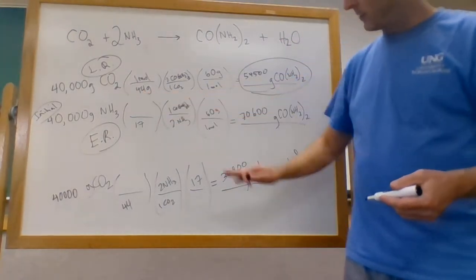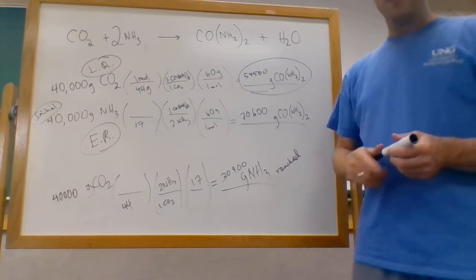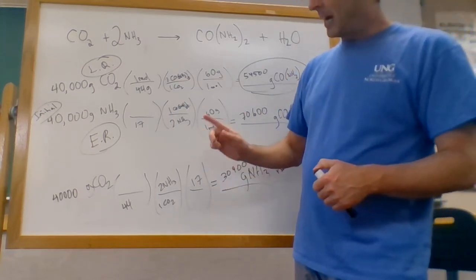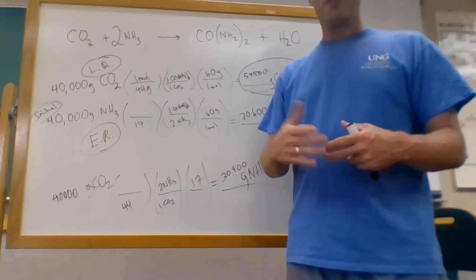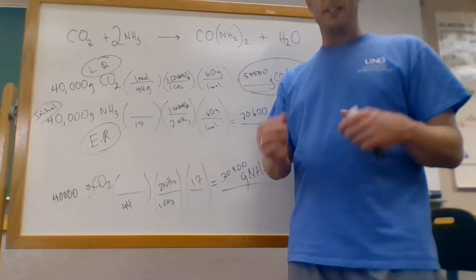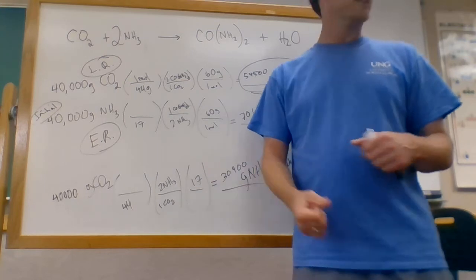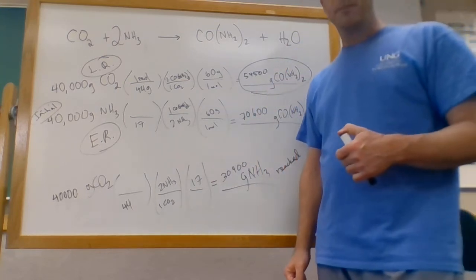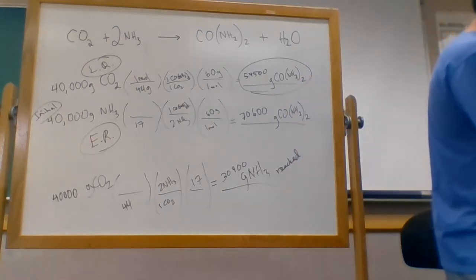So 40,000 minus 30,900 means that there's going to be 9,100 grams left over of ammonia. That's the amount of the excess reagent that remains, which is what the second part of the question was asking on slide 31. All right, so now I move on.